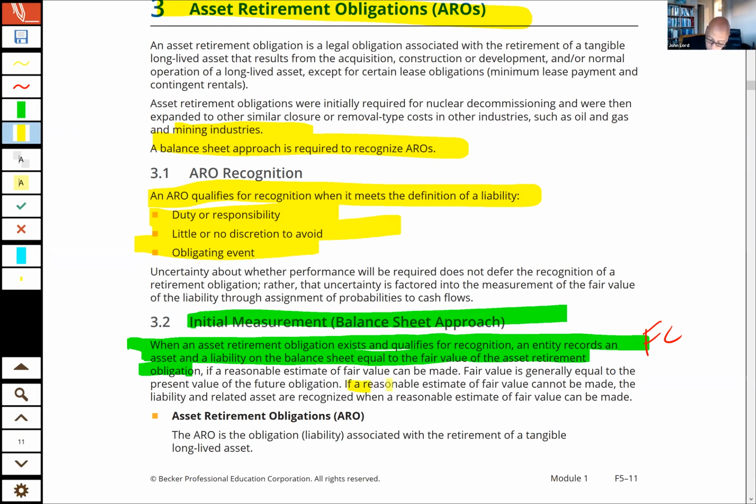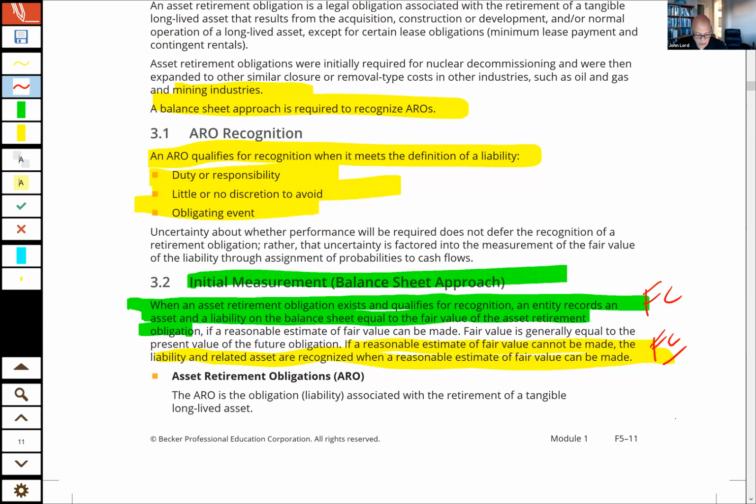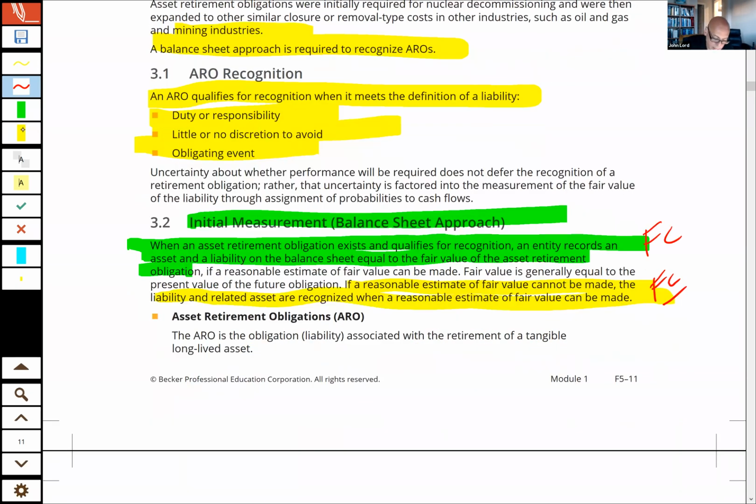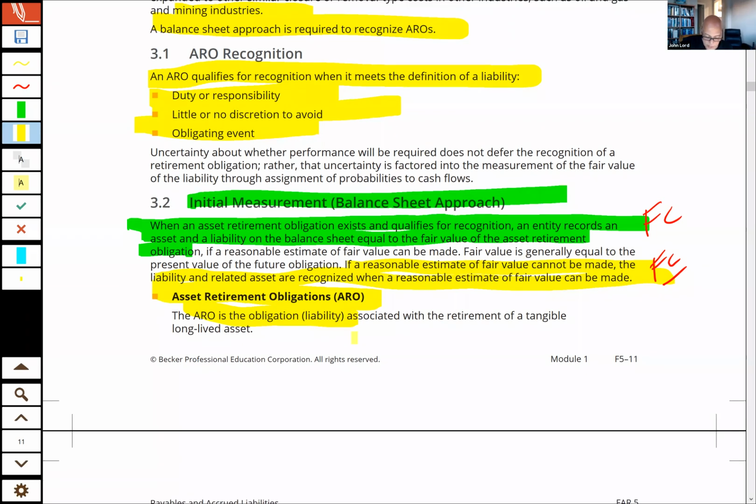If a reasonable estimate of fair value cannot be made, the liability and related assets are recognized when a reasonable estimate can be made. Okay, so you can flashcard that. Just a couple of rule-based type of things. Now let's go ahead and take a look at how we'll calculate this asset retirement obligation liability. So you come over to the next page.